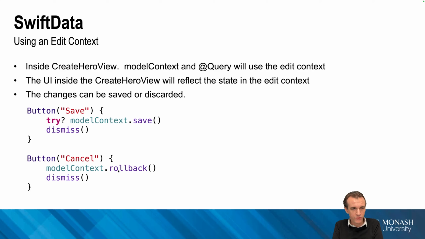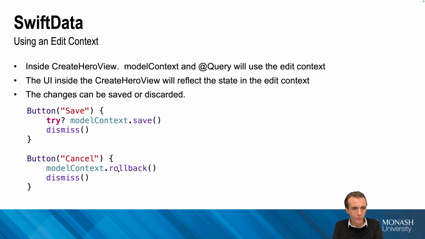And then when you want to save those changes because the user has decided they want them to be persisted, then you can call the save method of the model context. And then typically you'd also dismiss the editing or the creating view that you're building.